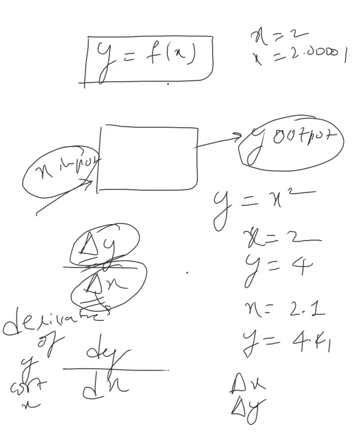So that ratio dy by dx is called the derivative of y with respect to x, and sometimes it is also called differentiation of y with respect to x. So that is the chapter name. In this chapter, we are going to learn how to find the value of dy by dx for different functions. Clear?